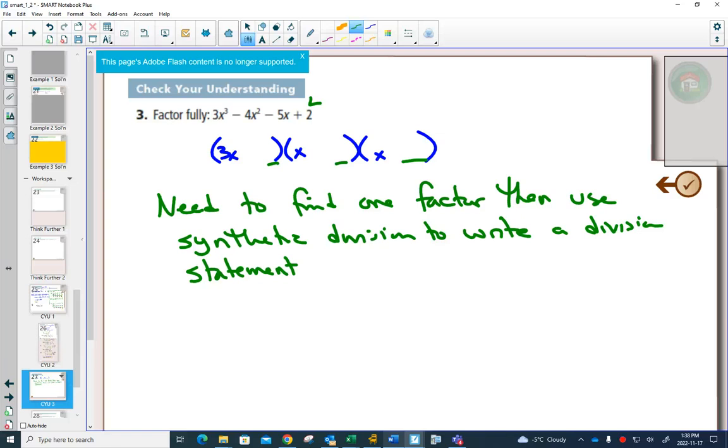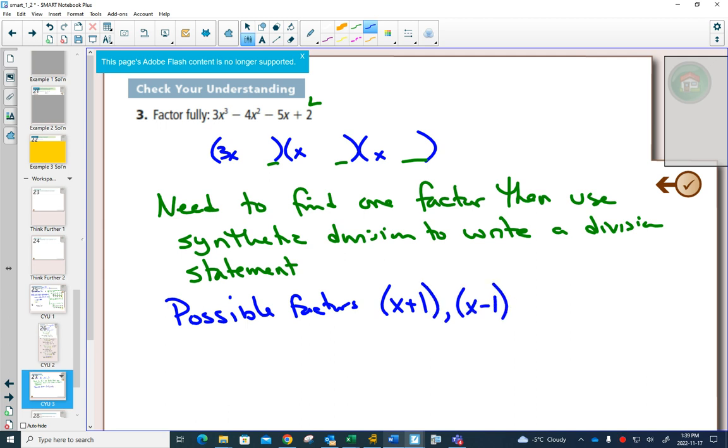So the question is, what should I try? What would be some good possible factors? Do you see that if this is a 2, you could have x plus 1 or x minus 1. You could also have x plus 2 or x minus 2. But there will be no other x plus or minus ones that would work because if it's going to equal 2 as the last one, it has to be one of these.